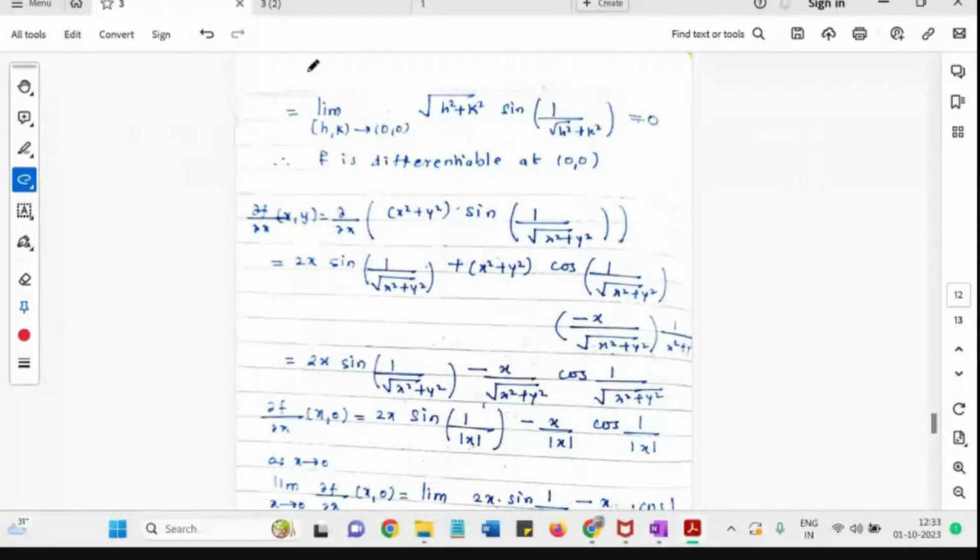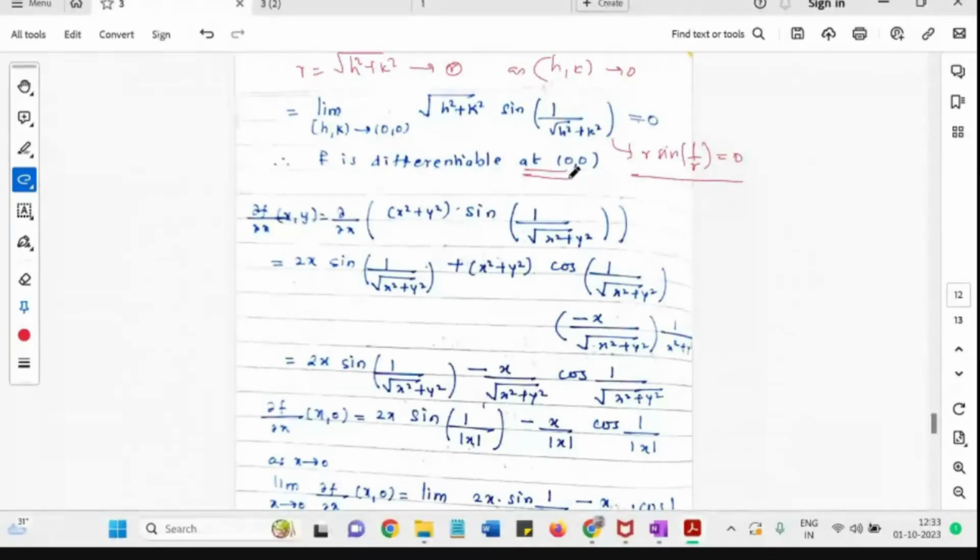If you want, for your convenience, you can take r equal to under root h square plus k square. So as k goes to 0, r also goes to 0. And this portion will simply turn out to be r into sine 1 by r, and this limit is 0, we have already proved. So the function is differentiable at (0, 0).